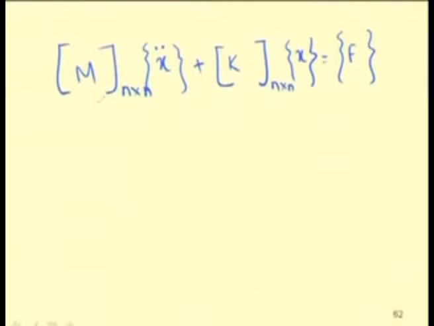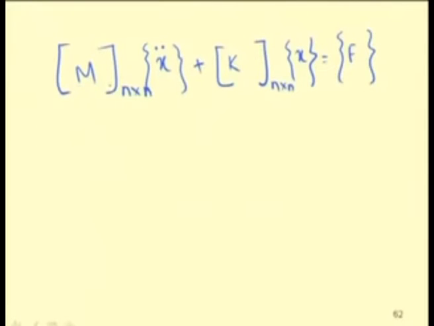So, this mass matrix is n cross n. For example, for a 10-storied building, this will be a 10 cross 10 matrix, and the stiffness matrix also will be 10 cross 10, and corresponding to each floor one can have one deflection. So, X will be 10 cross 1.